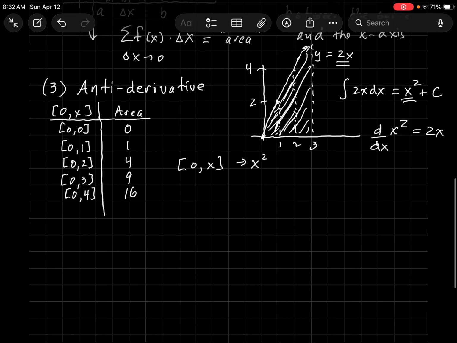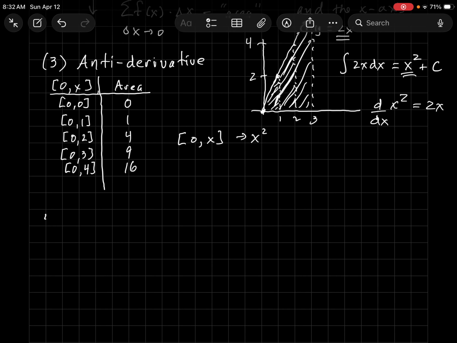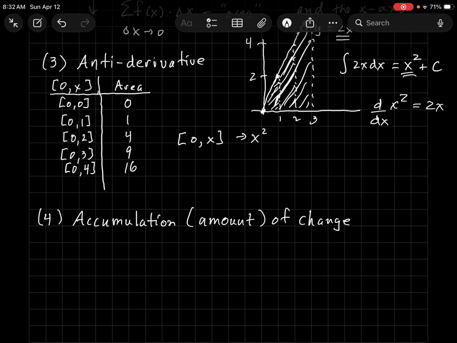One final main interpretation is that the integral is an accumulation, or an amount of change. A derivative is a rate of change, an integral is an amount of change. And I will try to convince you of this algebraically here. So I'm going to do the integral, not of f, but let's do the integral of f prime of x dx.